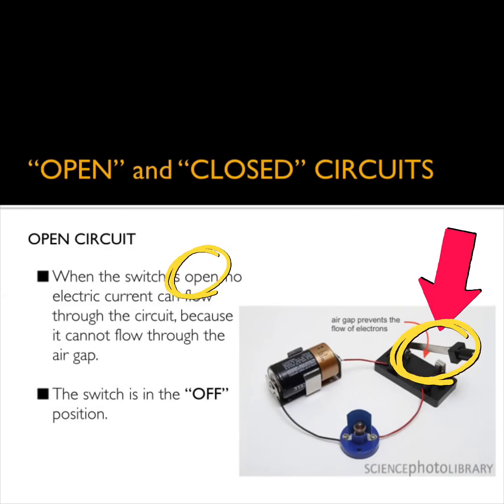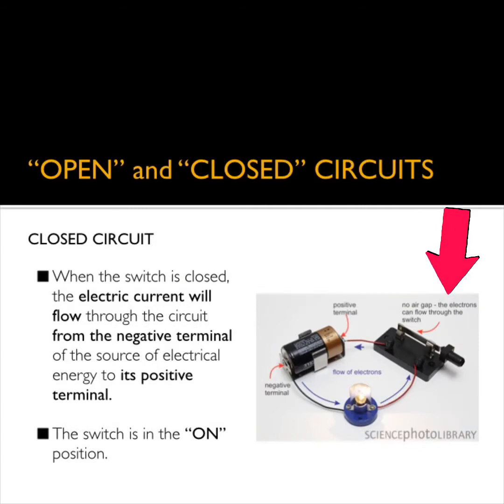When the switch is open, no electric current can flow through the circuit because it cannot flow through the air gap because the blade is up. It can also be said that the switch is in the off position because the blade of the switch is up. This is a diagram of a closed circuit.